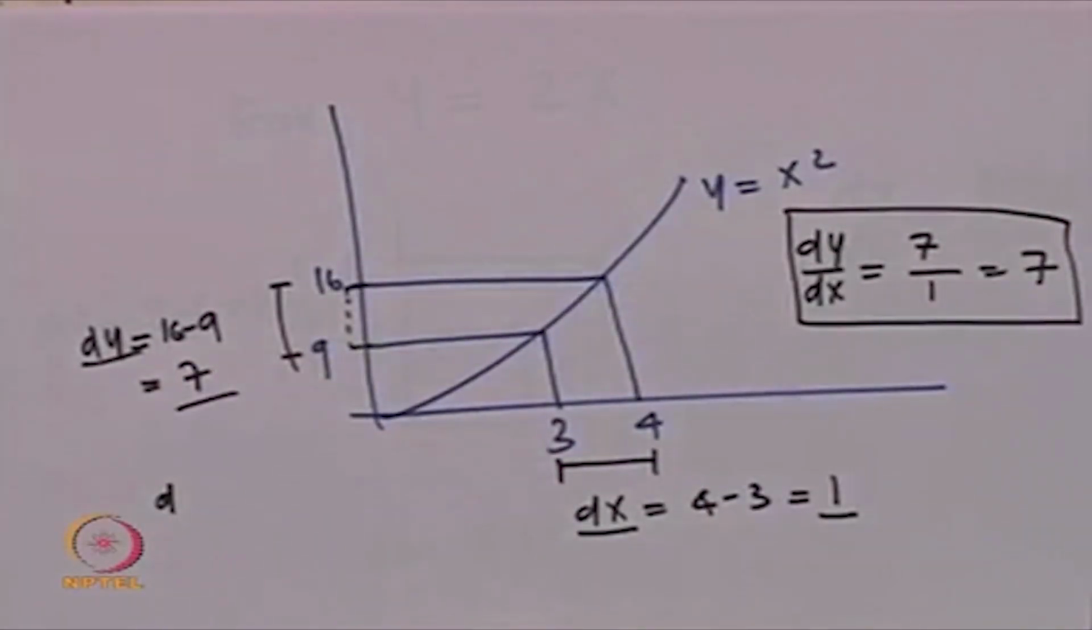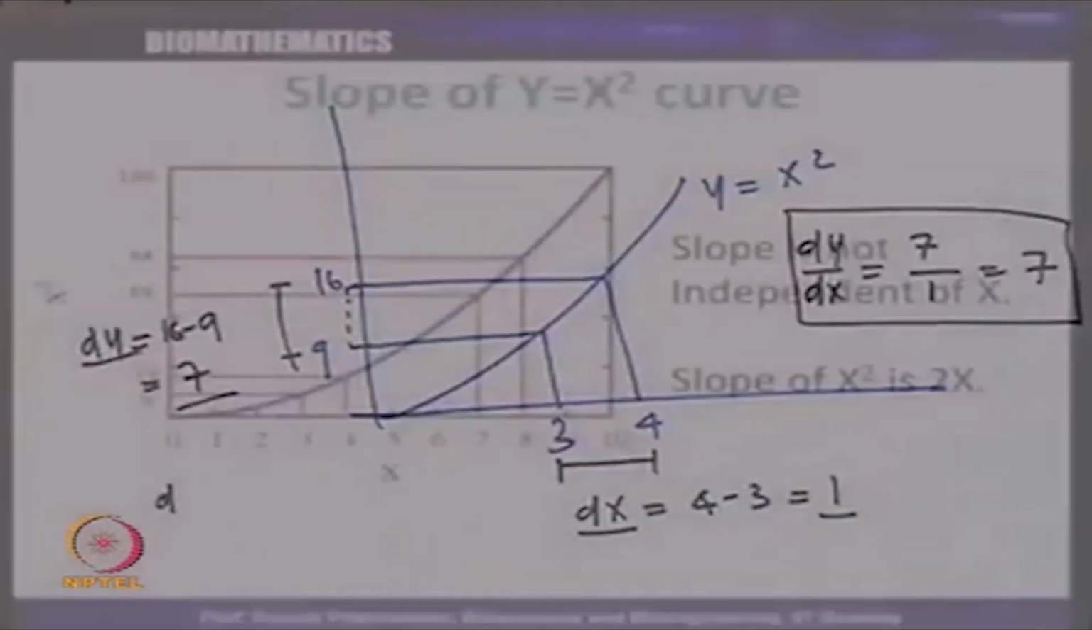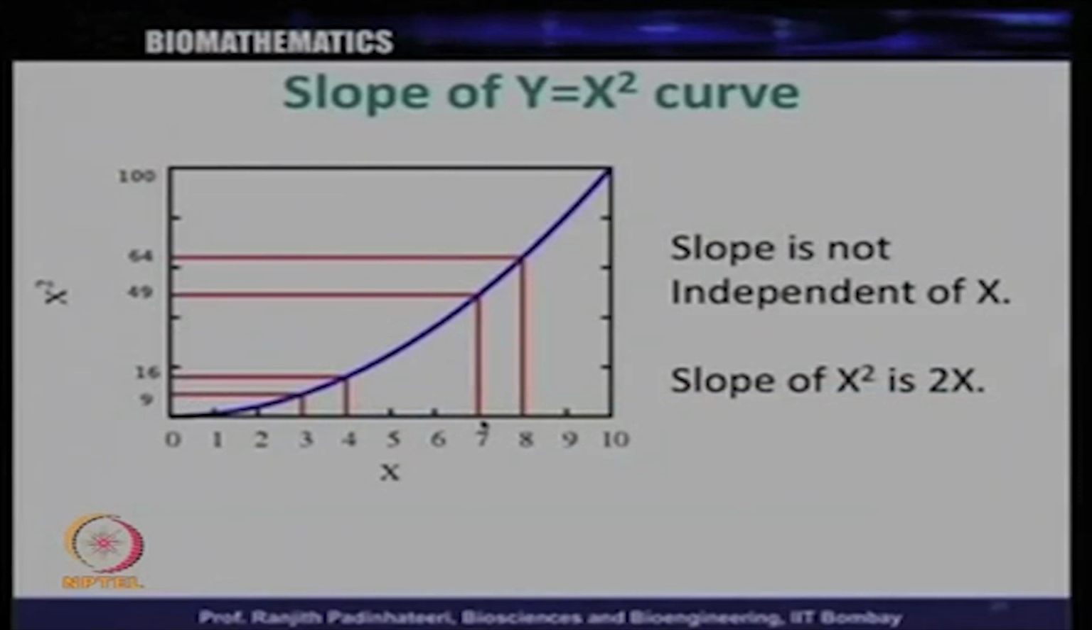Now let us go to another place. Let us take 7 and 8. The square of 7 is 49 and the square of 8 is 64. Now in this case, let us calculate dy by dx. Again dx is 1, you went from 7 to 8, so x increased by 1, but the corresponding y value increased by 15, from 49 to 64.